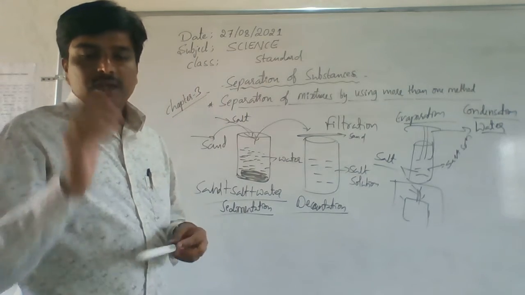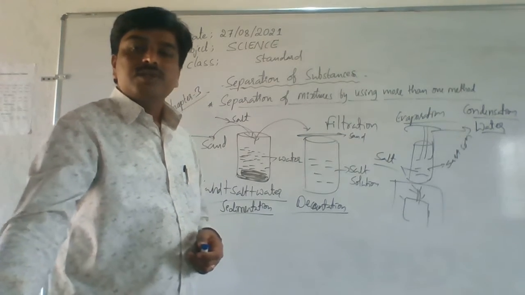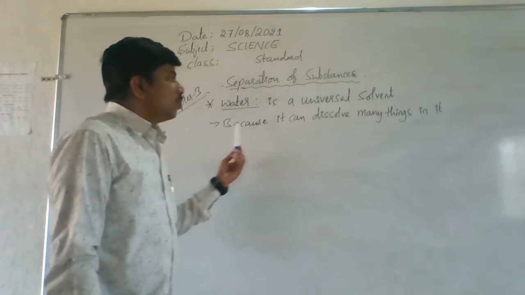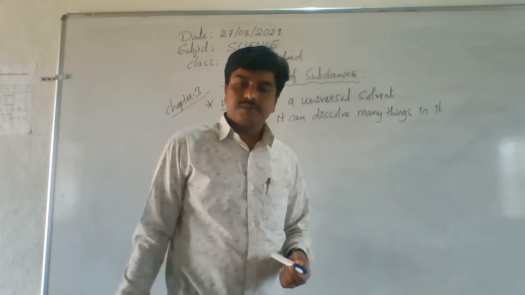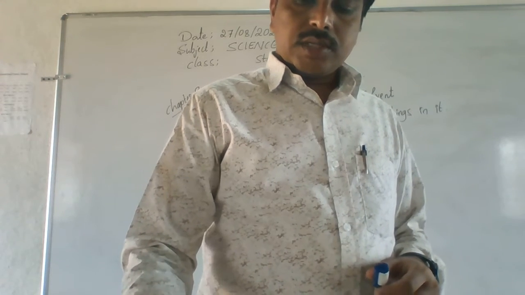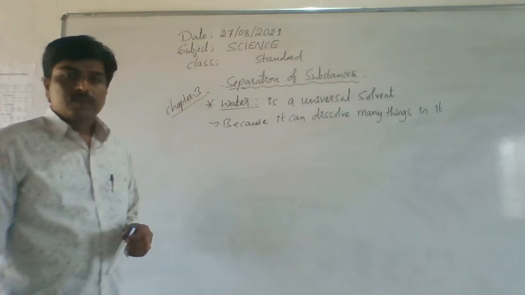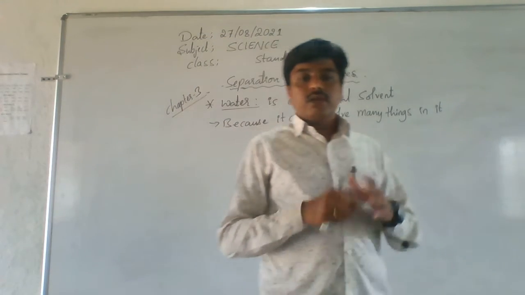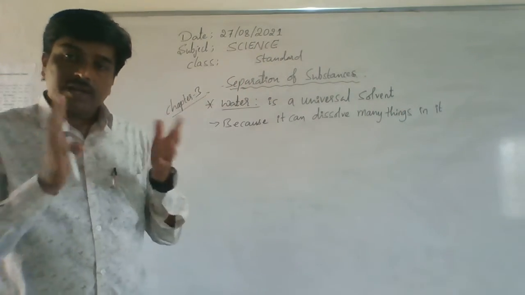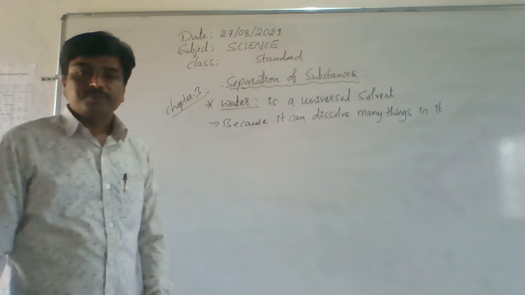Okay dear students, let's come to the next part of your chapter: water, a universal solvent. In which page is it? See that. Water is a universal solvent. So water is generally called a universal solvent. A lot of solvents are there, but water is the only thing that is called a universal solvent.